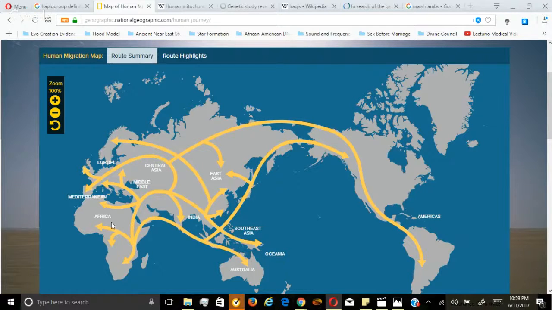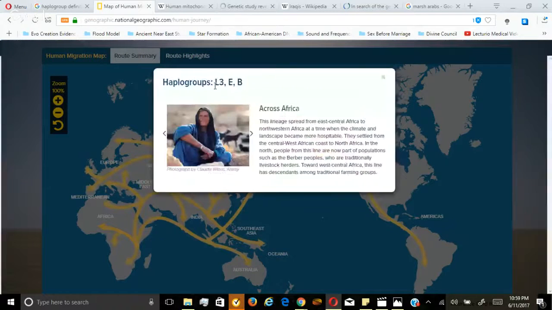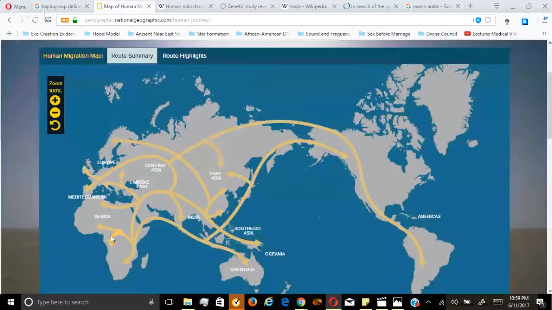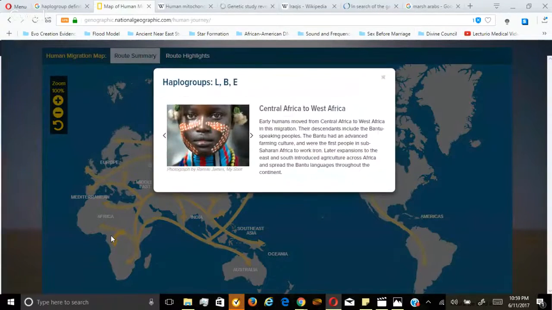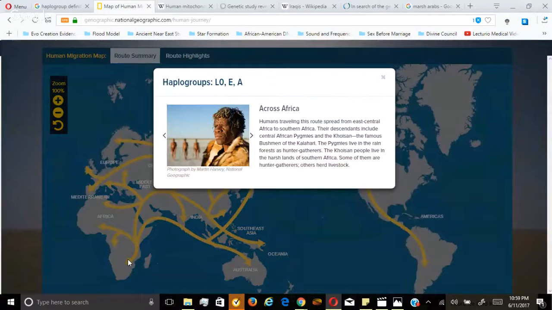And if you are from Africa, you would have either L3, L, or L0. So that would be your haplotype of that haplogroup.